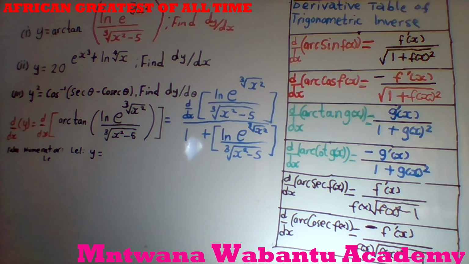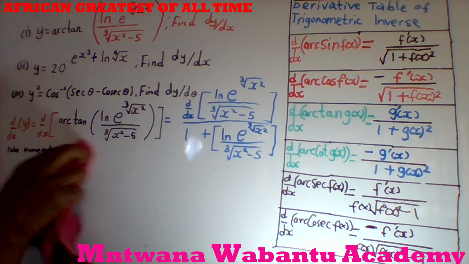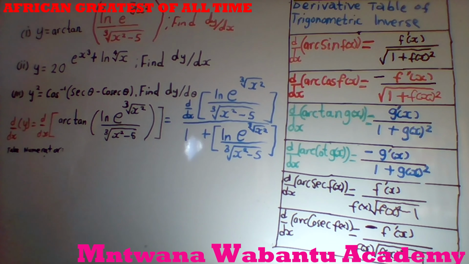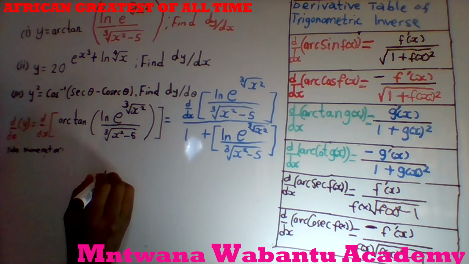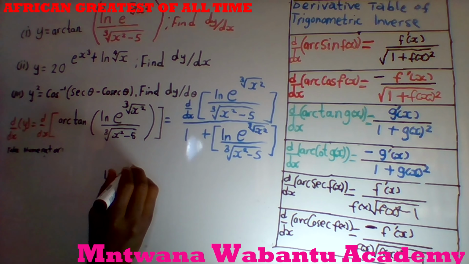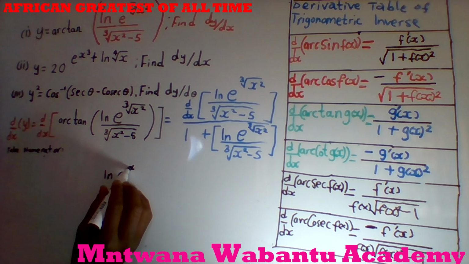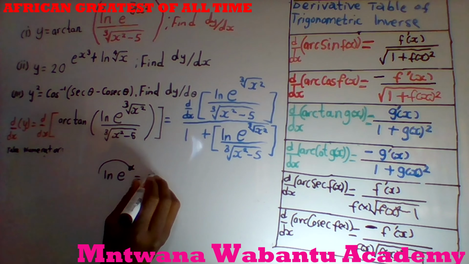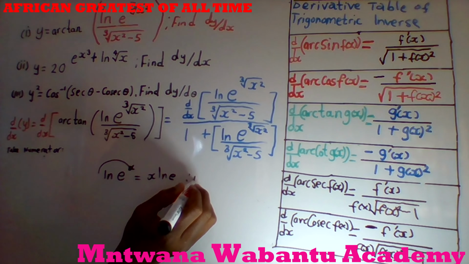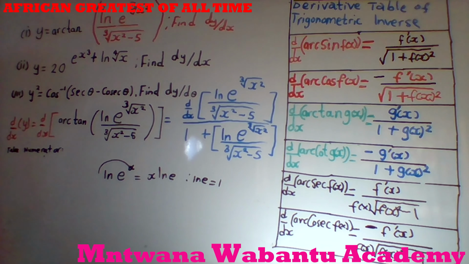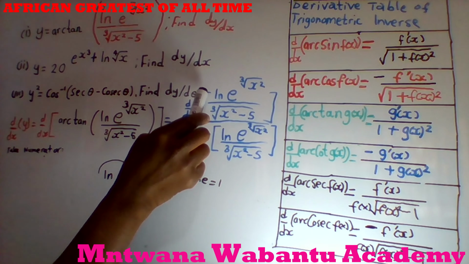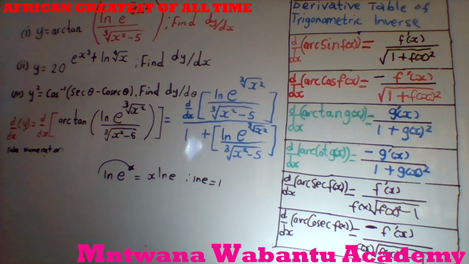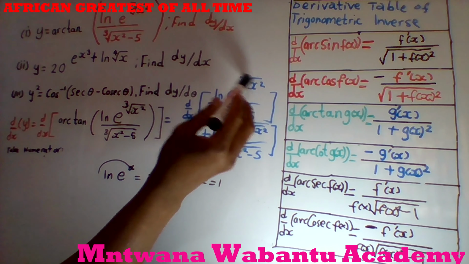Before I do that, here is the easy step. Whenever somebody gives you ln of, let's say, e to the power x, whenever you have ln of e to the power anything, take this power to the front. That is acceptable. So x ln of e, but ln of e equals 1. I'm going to do the same thing before I differentiate. All this power is going to go in front of ln e.